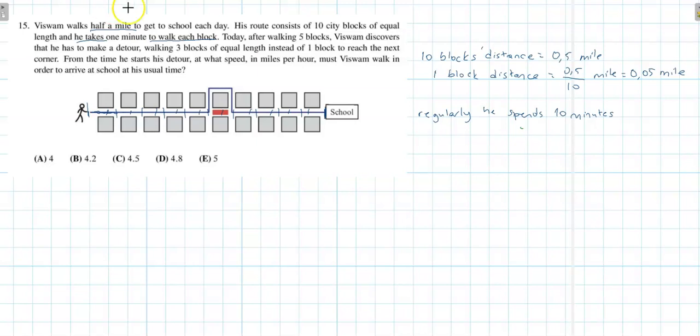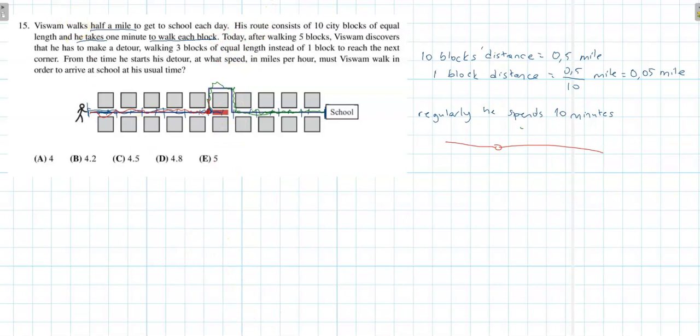Something happened. Okay, so let's look at what's happening. Today after walking 5 blocks, so he walked from here to here. Maybe I need to use another color. So he walked until here, and then he discovered something. He discovers that he has to make a detour. Maybe the road is closed and then he needs to make a detour. So he needs to use this way. Okay, in the new scenario, what is it?